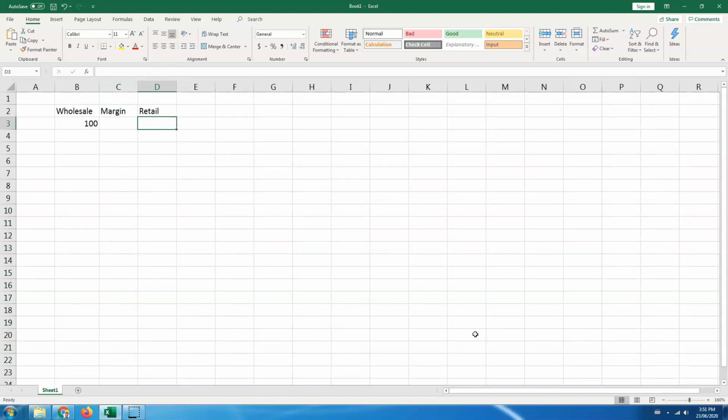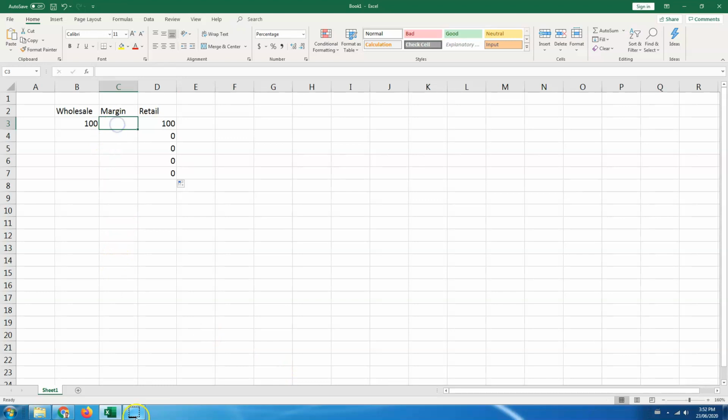Okay. Now, our formula is going to be very simple. It's going to be the wholesale price, which is in B3, divided by, and then an open parenthesis, 1 minus, and then the cell that contains your profit margin. So that would be C3. Okay, we're going to close that up. So right now we're going to get 100, obviously, because we have no profit margin. We're going to copy that formula down a little ways so we can try some different ones.